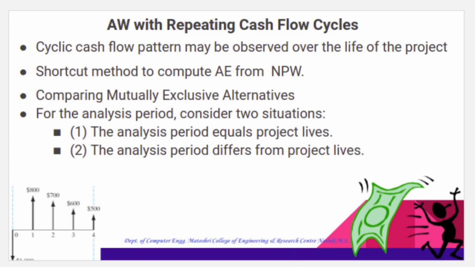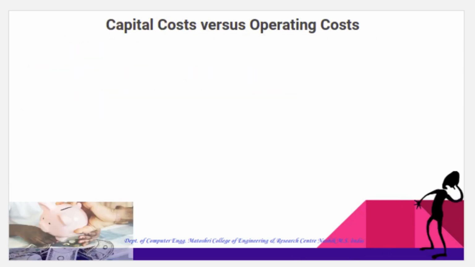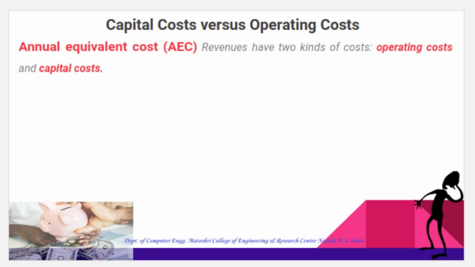Now we will proceed to learn about capital cost versus operating cost. When only costs are involved, the AE method is sometimes called the annual equivalent cost, abbreviated as AEC. In this case, revenues must cover two kinds of cost. First is the operating cost and second is the capital cost.